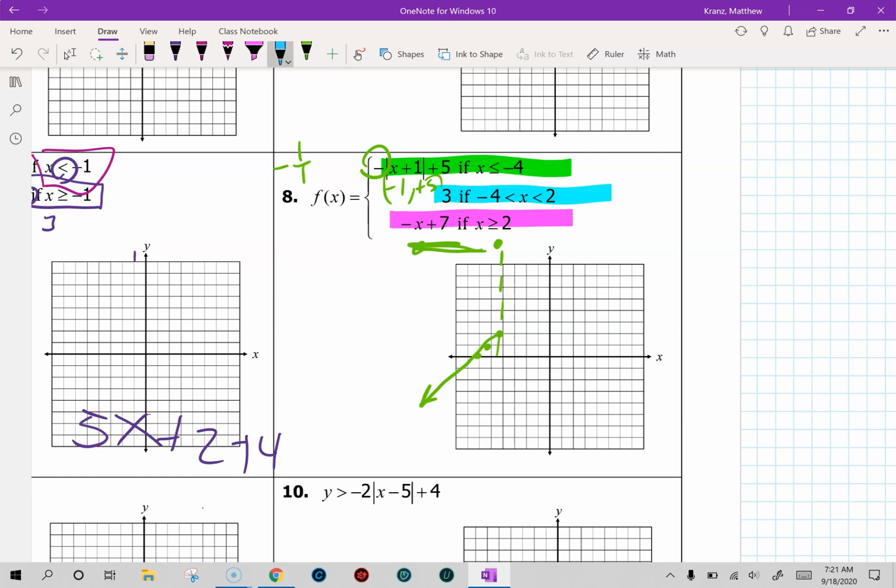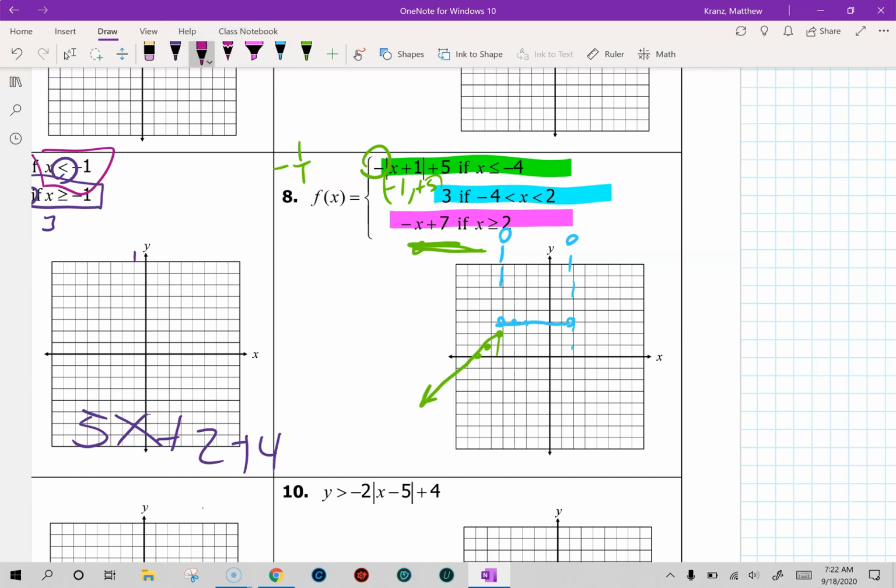Now, for the blue, it's between -4 and 2. So between -4 and 2. And they're open circles. And it just says it's 3. So when I look at 3, it's just going to be 3 and look like that.